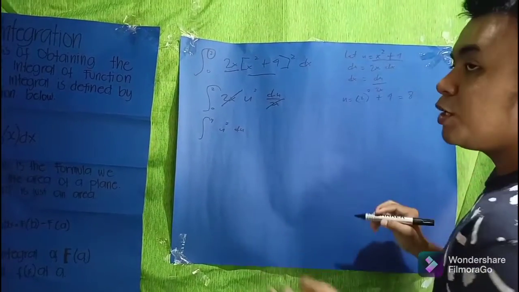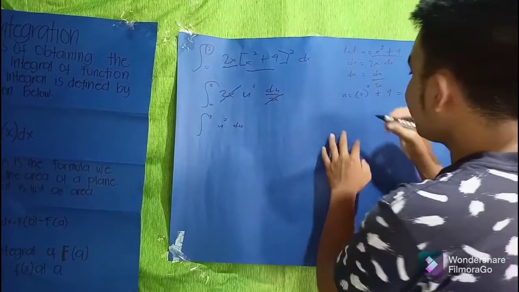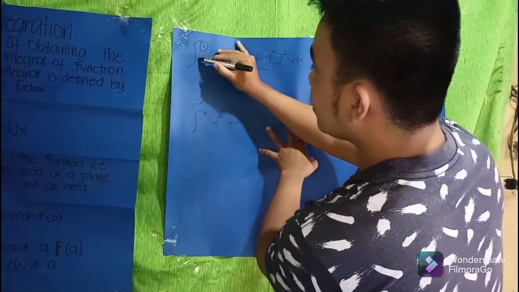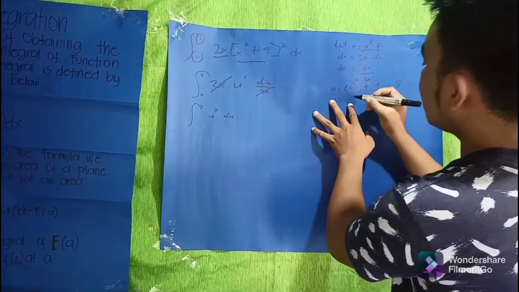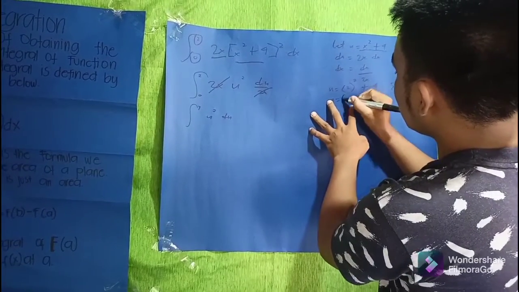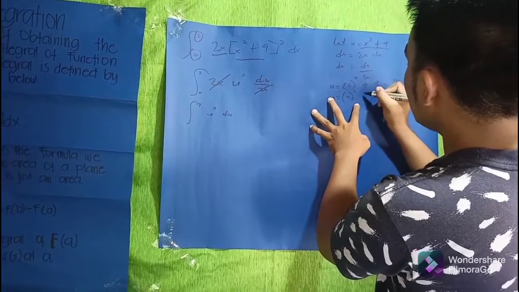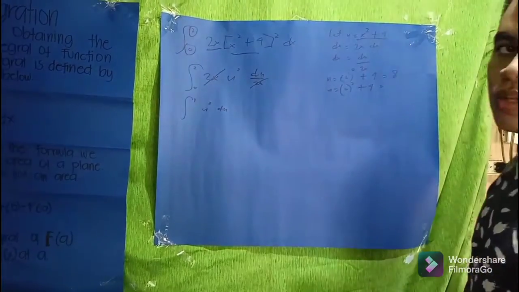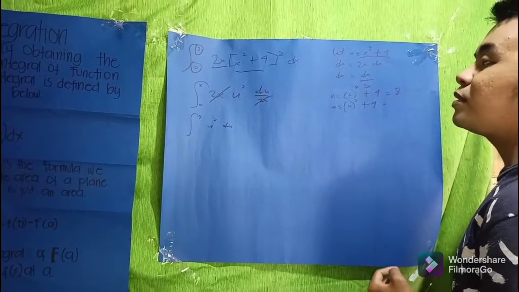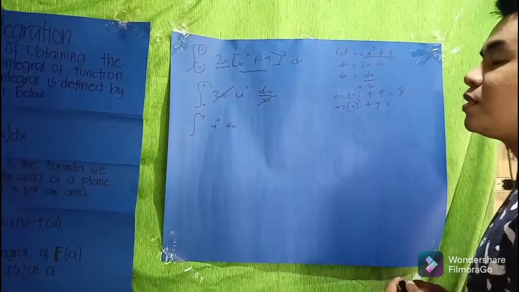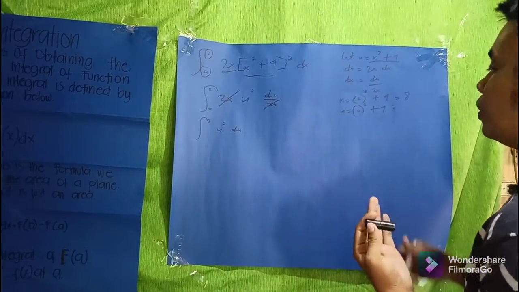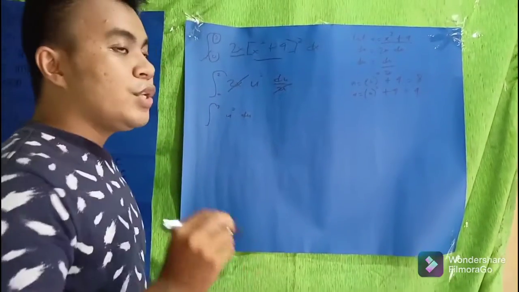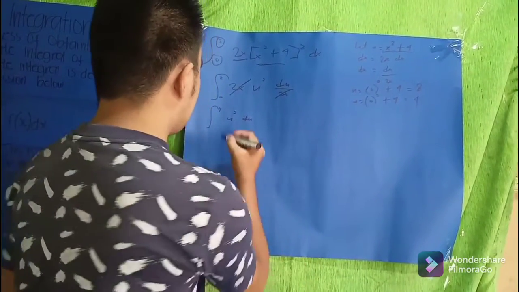And we need to solve the lower limit because we don't have the lower limit yet. So u is equal to, the lower limit of our main problem is 0, so we are going to use that. So 0 raised to 2 plus 4 is equal to 0 raised to 2 is equal to 0. Any number you multiply by 0 is equivalent to 0. Plus 4 is equal to 4. So our new lower limit is equal to 4.